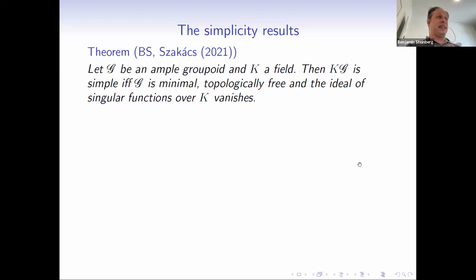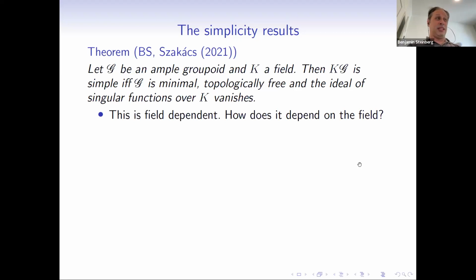So, getting back to our original results, which were about groupoid algebras and inverse semigroups. Our main result is that if G is an ample groupoid and K is a field, then KG, the algebra, is simple if and only if G is minimal, topologically free, and the ideal of singular functions over K vanishes. So we don't need topologically principal. We just need topologically free, which is a necessary condition, unlike topologically principal. And this does recover the Hausdorff result, because remember, topologically free is the same as effective in the Hausdorff case.